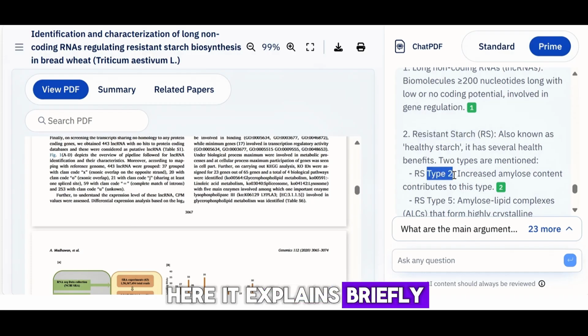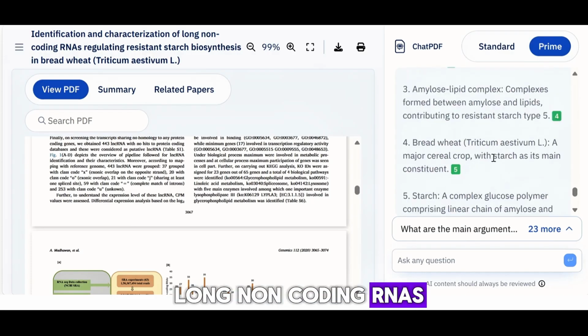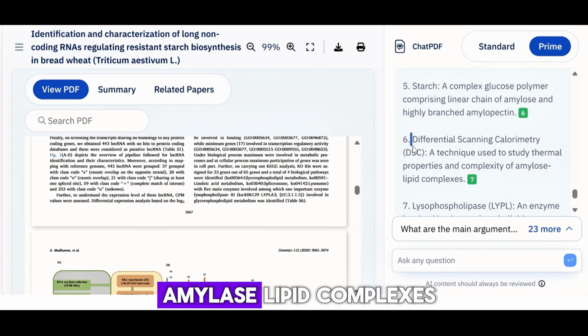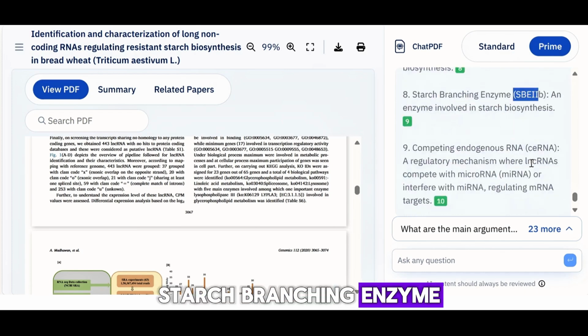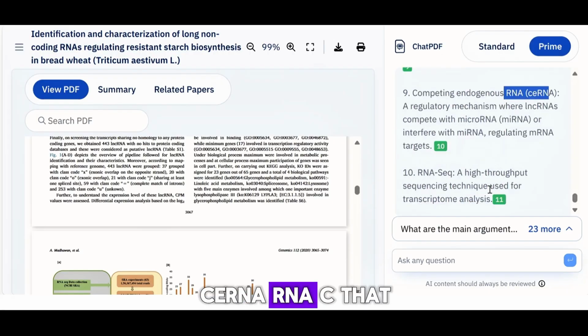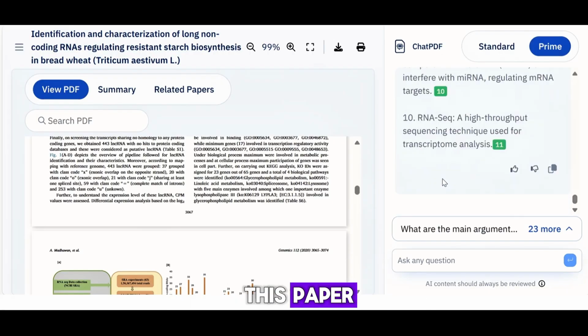Here it explains briefly about key terms like long non-coding RNAs, resistant starch, RS type 2 and type 5, amylose lipid complexes, BSC technique, LYPL, starch branching enzyme, ceRNA, and RNA-seq that are being mentioned in this paper.